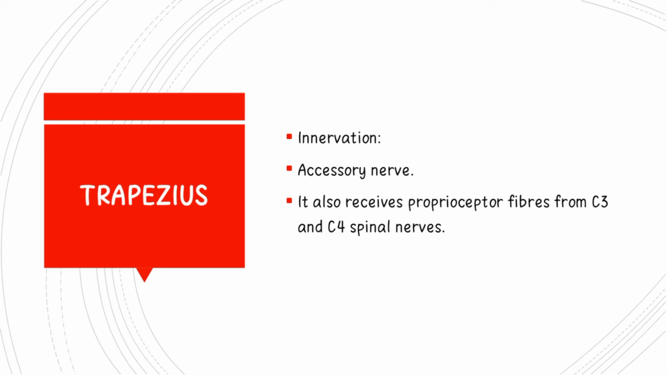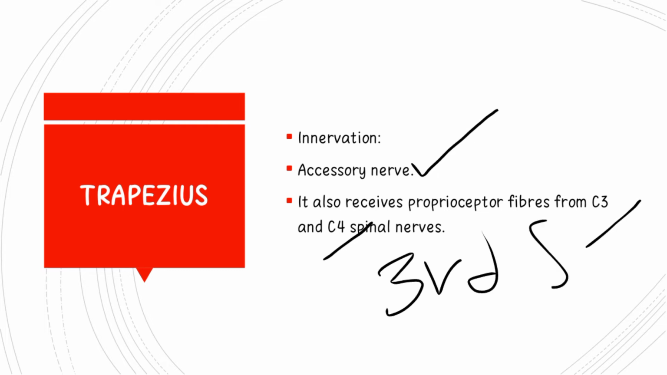The next muscle we have here is the trapezius muscle. This muscle is innervated by the accessory nerve. It also receives proprioceptor fibers from the C3 and the C4 spinal nerve. Remember I told you that C means what? Yes, it means the cervical nerve. So it receives fibers from the third and fourth cervical nerves or cervical roots, put like that.